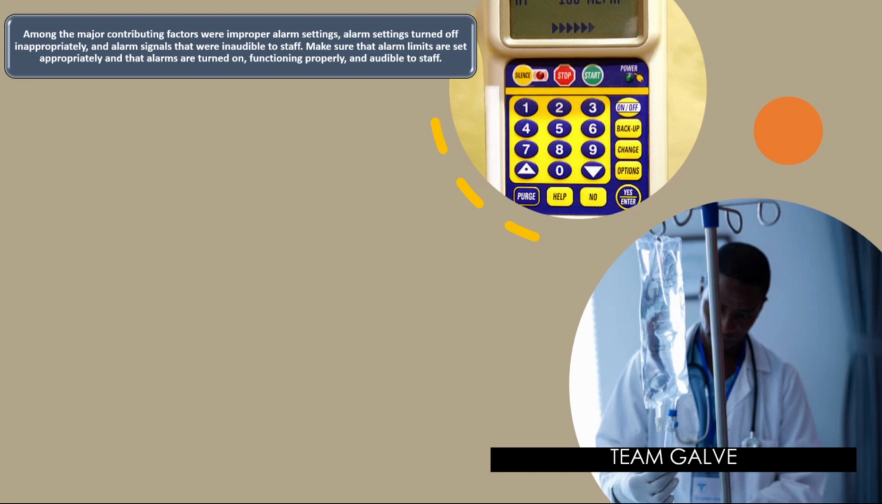Among the major contributing factors were improper alarm settings, alarm setting turned off inappropriately, and alarm signals that were inaudible to staff. Make sure that alarm limits are set appropriately and that alarms are turned on, functioning properly, and audible to staff. Follow facility guidelines for preventing alarm fatigue.